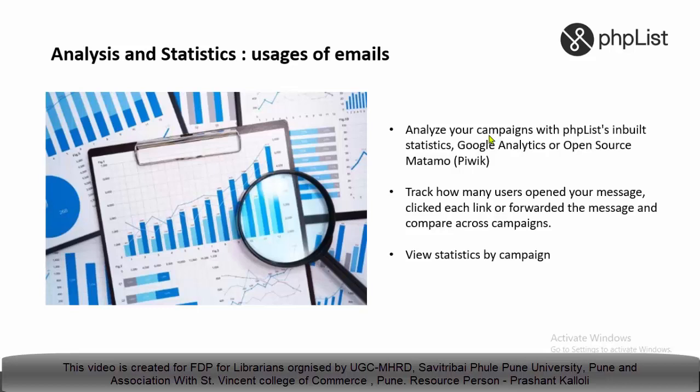We can use Google Analytics and Matomo for more usage reports. You just go to Google Analytics, copy that code and insert it in phpList, and you will get the analytics of your web page or phpList easily. It's easy integration with Google Analytics. Also, we can integrate Matomo, which was previously Piwik.